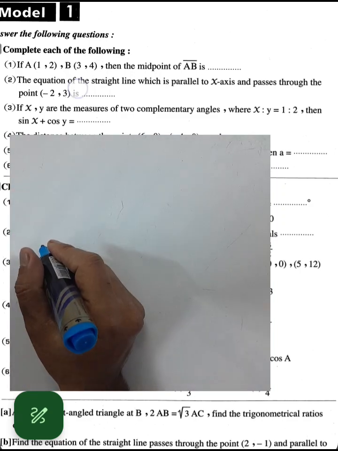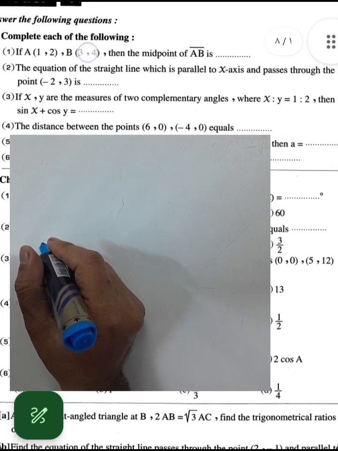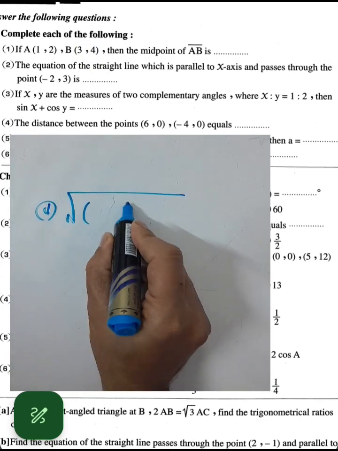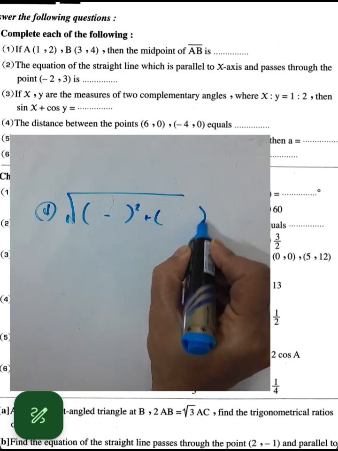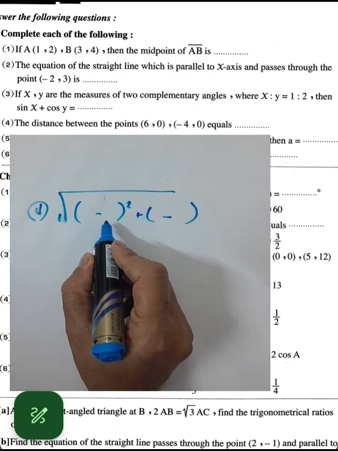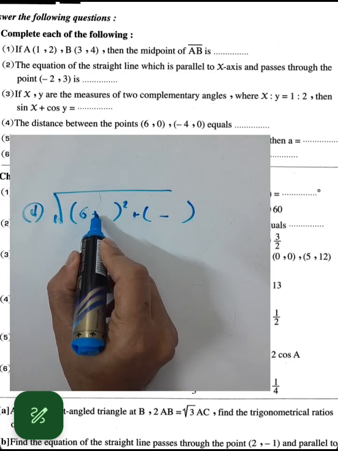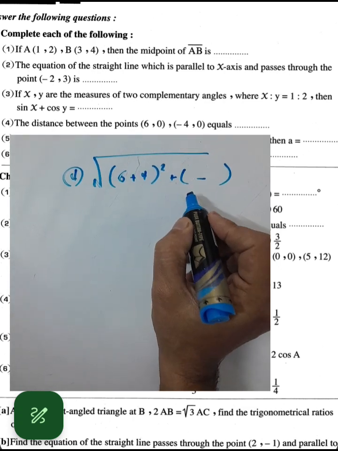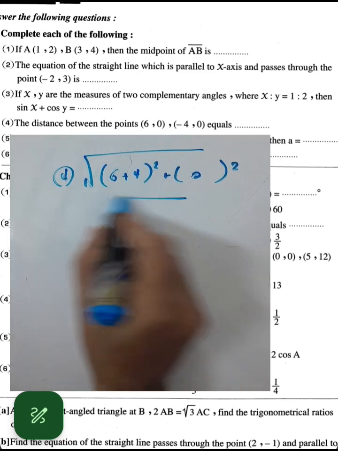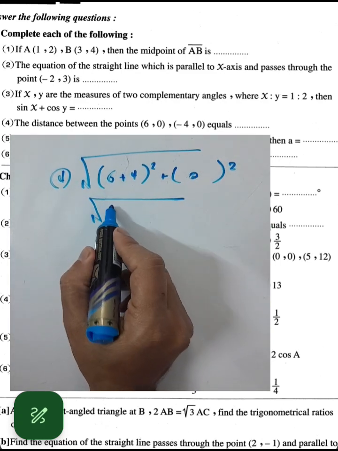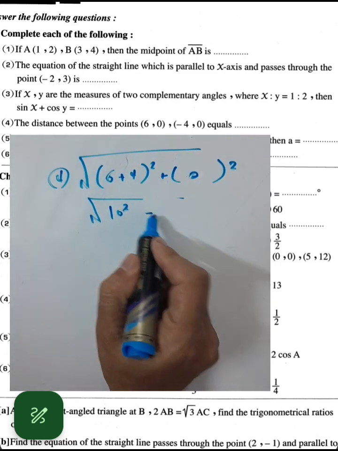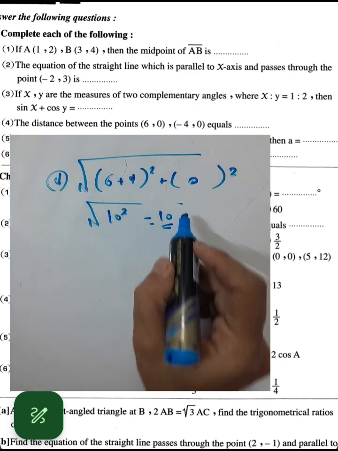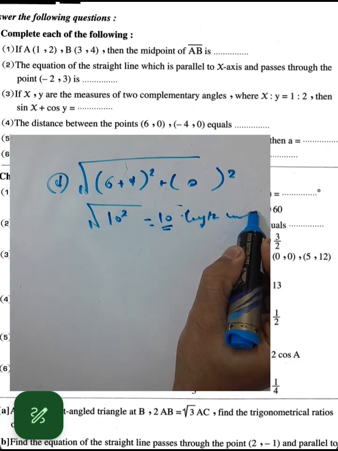Question 4. The distance between 2 points, we can find the distance by (x2 minus x1) to the power 2. Here 6 minus negative 4, it will be 6 plus 4. And we have here 0 minus 0 equals 0, 0 to the power 2. Then the result will be 10 to the power 2, the square root of it will be 10. Okay, the length here will be 10 length units.